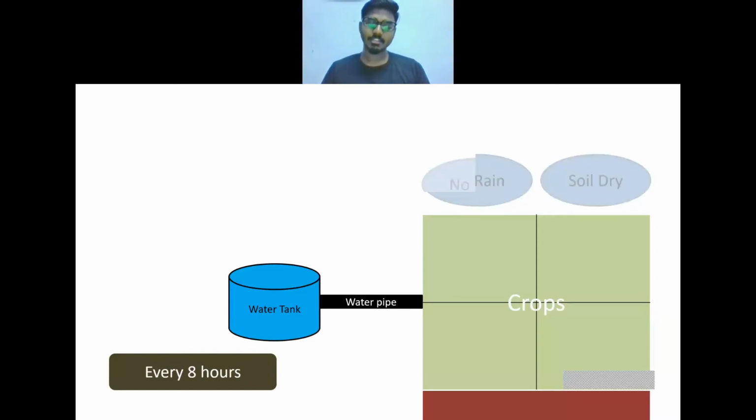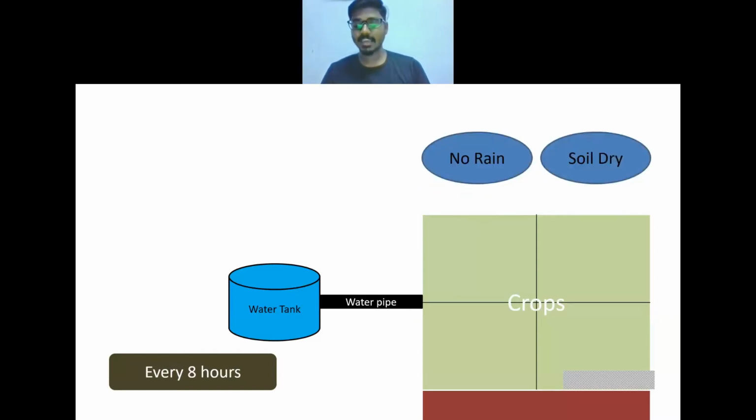Next, when there is no rain and the soil is dry, there will be water flowing for 10 minutes from the tank to the crops. When it is drizzling and the soil is still dry, there will be water flow for 5 minutes from the tank. When there is no rain and the soil is wet, there will be no water sprinkled from the tank.